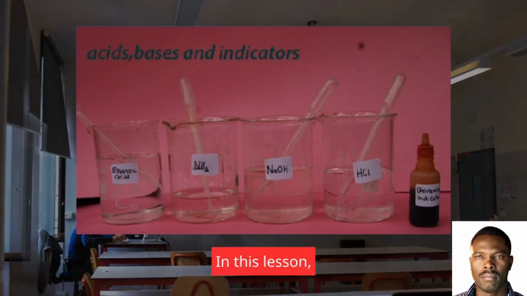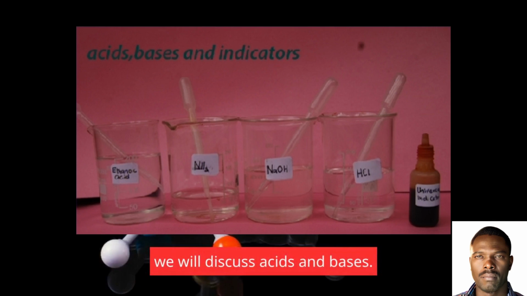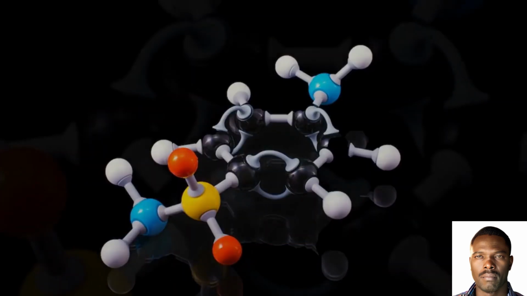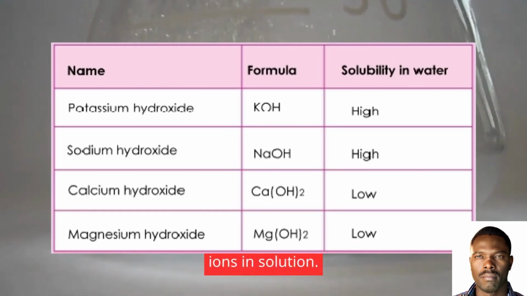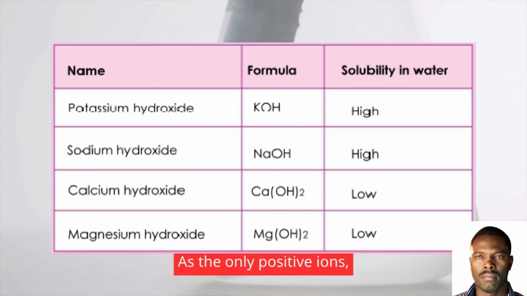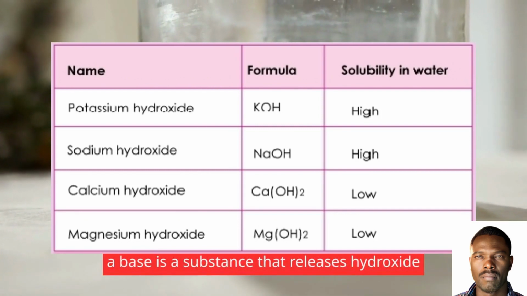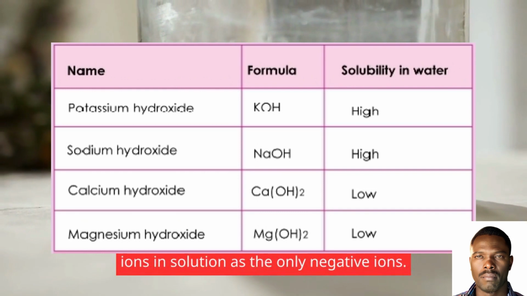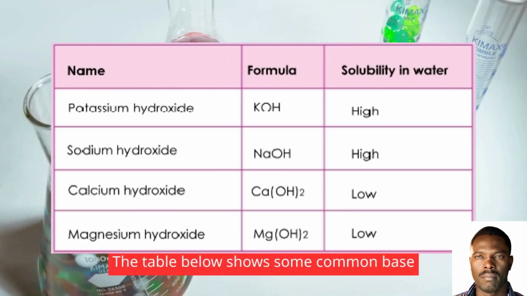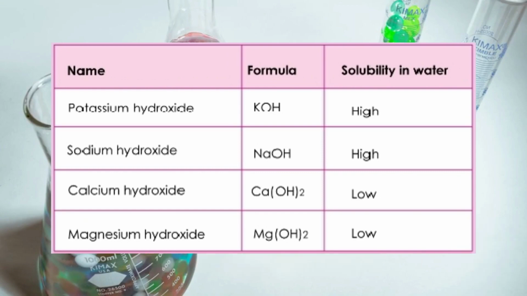In this lesson, we will discuss acids and bases. An acid is a substance that releases hydrogen ions in solution as the only positive ions. A base is a substance that releases hydroxide ions in solution as the only negative ions. The table below shows some common bases and their formula and solubility.